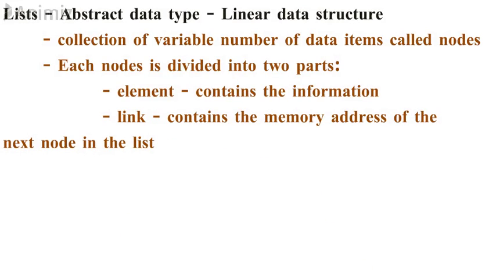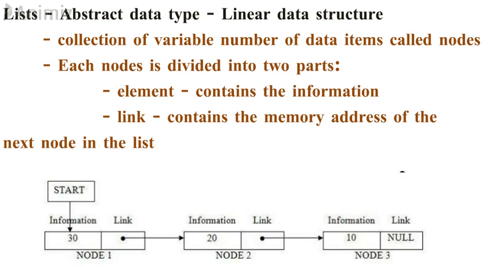List. List is an abstract data type. It is a linear data structure. It is a collection of variable number of data items called nodes. Each and every node is divided into two parts. The first one is the element where you contain the information, and the second part is the link part, which contains the memory address of the next node in the list.